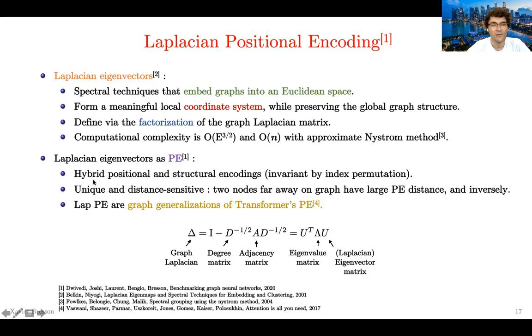They are interesting because they are hybrid positional and structural encoding. They are unique, and they are also distance sensitive. And also they are a natural generalization of the standard transformer positional encoding, so the cosine and sine functions, but here generalized to graphs.